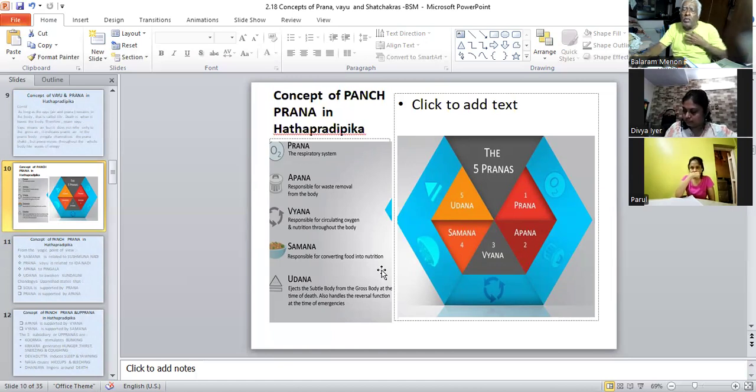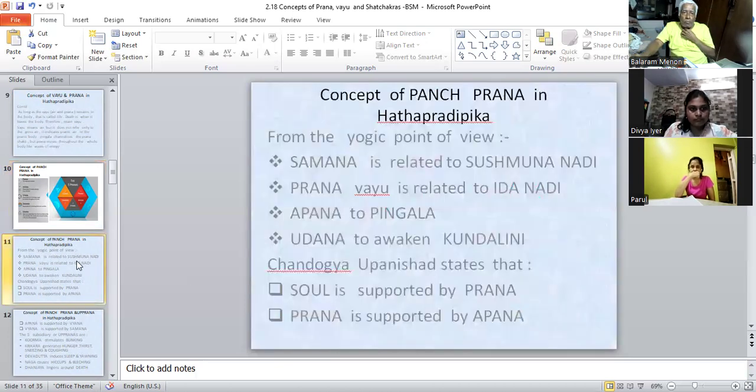So in this, you can see the thyroid and parathyroid glands, the pineal and pituitary glands. Now Samana is related to Sushumna Nadi, right? Prana is related to Ida Nadi, Apana is related to Pingala Nadi, Udana awakens the Kundalini. On the concept of Shat Chakras with the Pancha Vayu. Chandogya Upanishad states, the soul is supported by prana and prana is supported by apana.